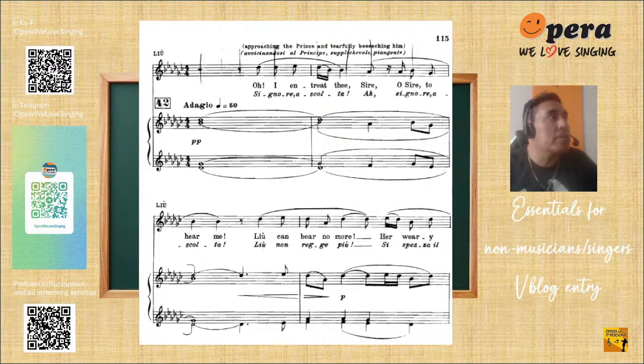The Signore ascolta, Signore ascolta. These are the three bars. Liù non regge... until there, it's going to be our first three bars, which are supposed to last 14.4. Liù non regge, and that's it, our three bars.